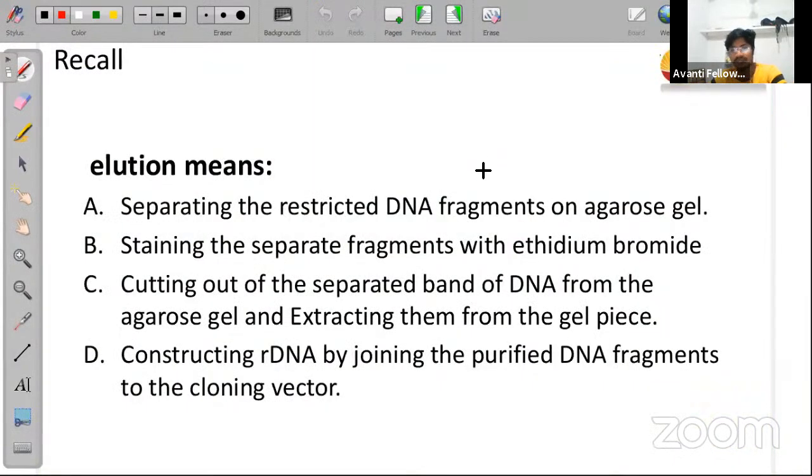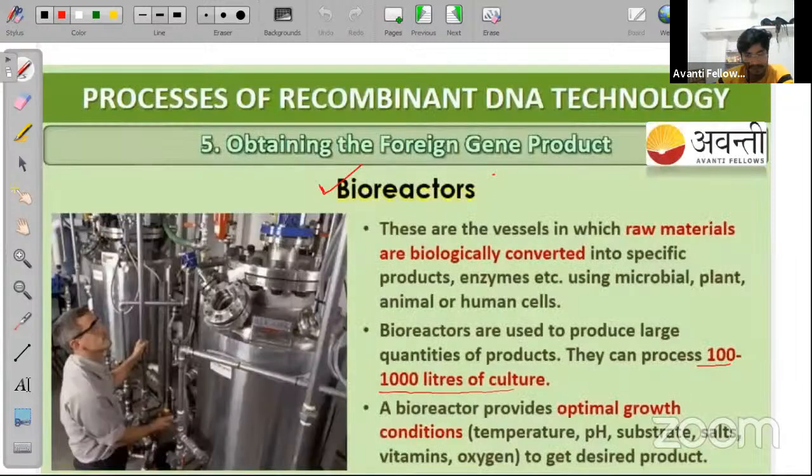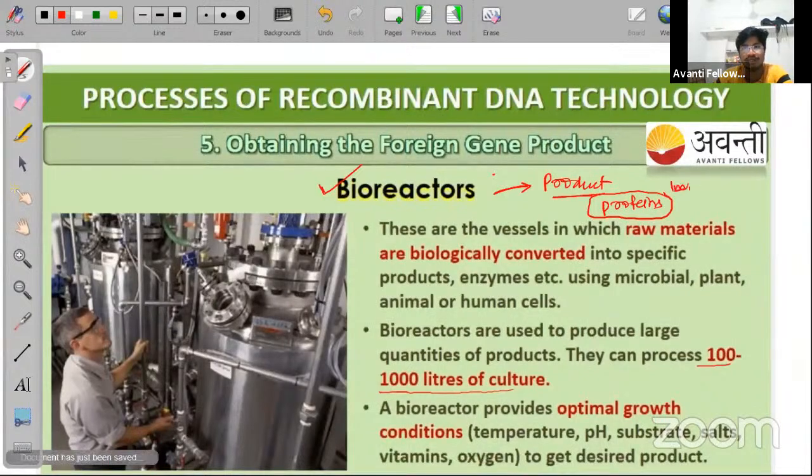From the bioreactor, we'll be getting the product, and that product is your foreign gene product, like foreign proteins. We'll be getting the products as proteins. These proteins are not pure proteins. These are impure products. This product needs to be purified.